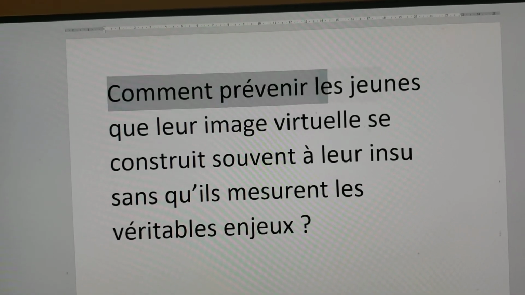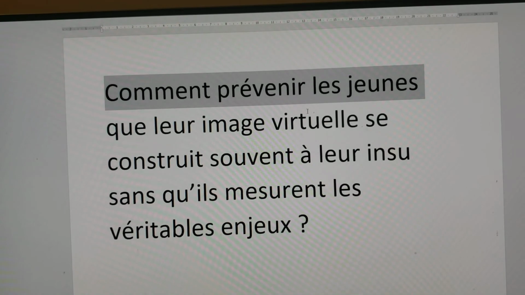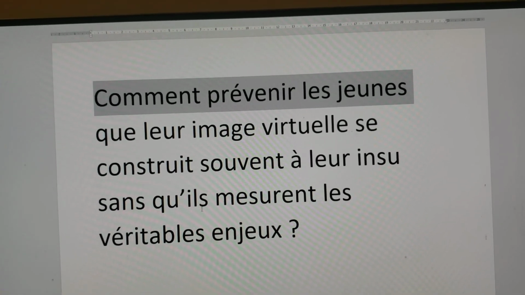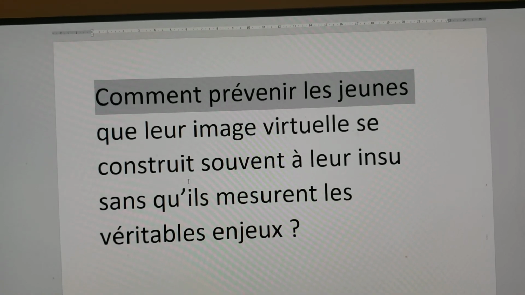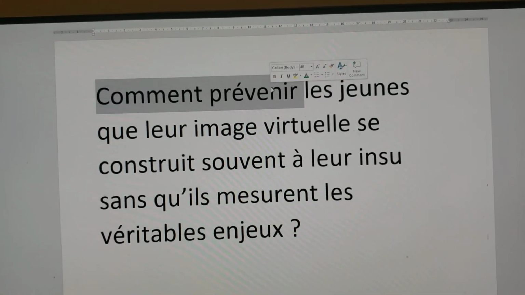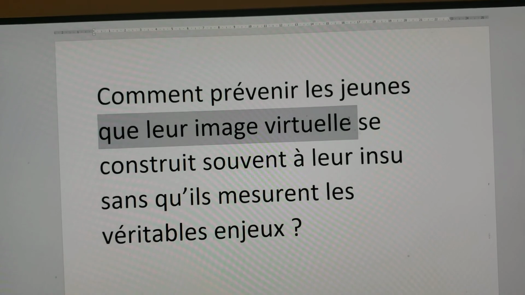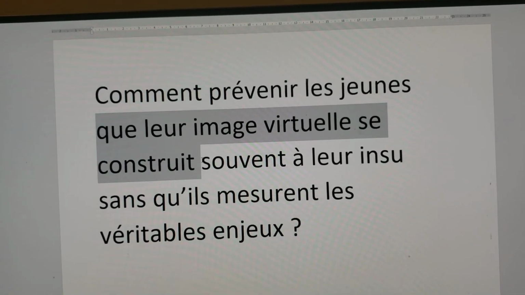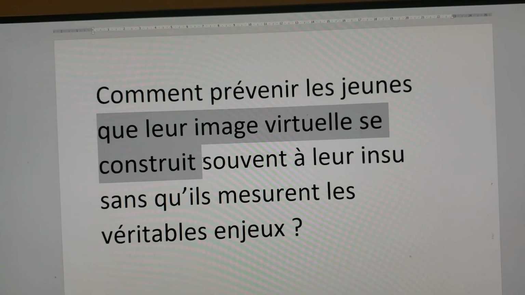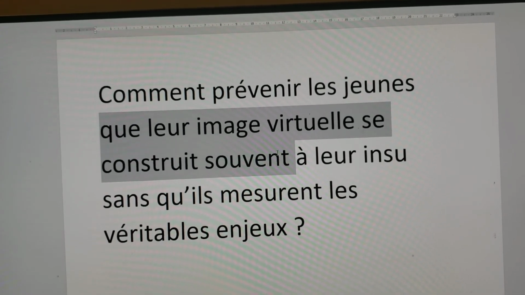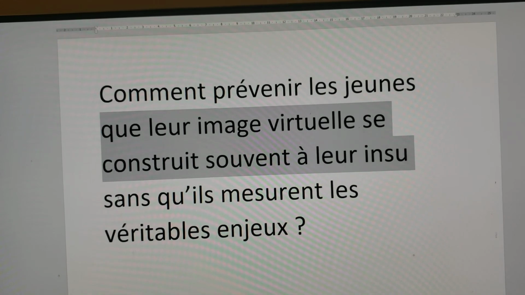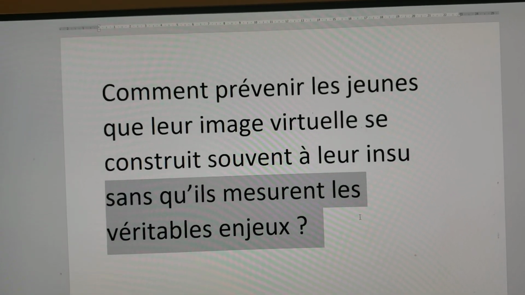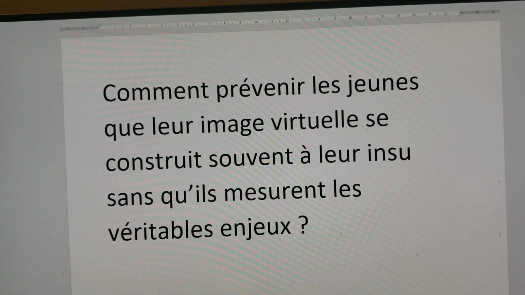So, let's do it all together. Comment prévenir les jeunes que leur image virtuelle se construit souvent à leur insu sans qu'ils mesurent les véritables enjeux? How do you warn the youth that their virtual picture or image se construit, that is, the image, the impression that it creates, often without their knowledge, without them gauging the real stakes, right?